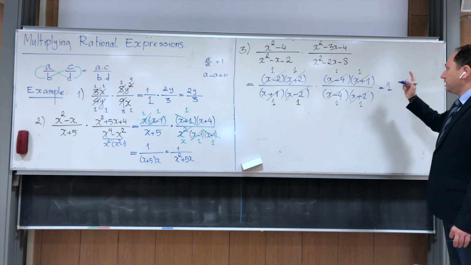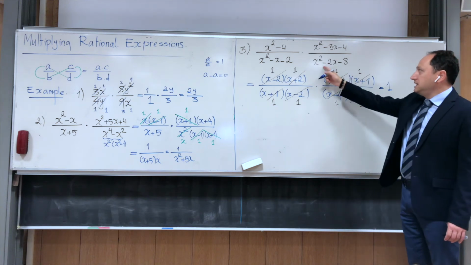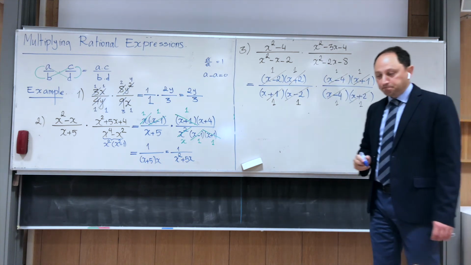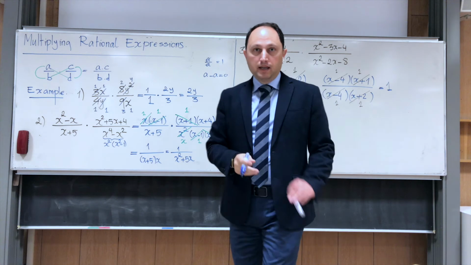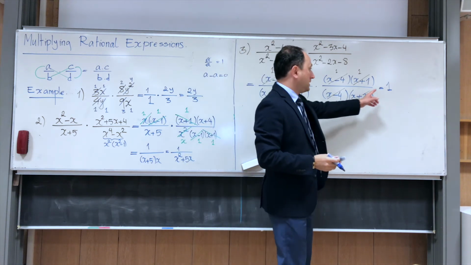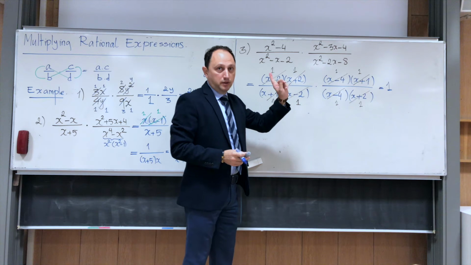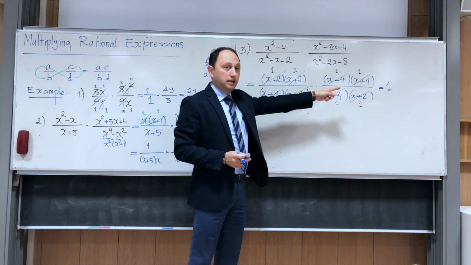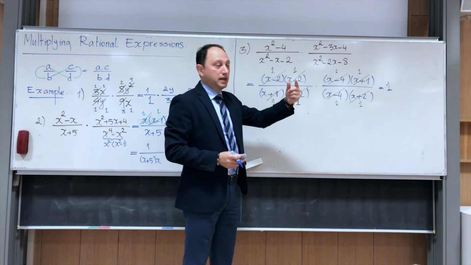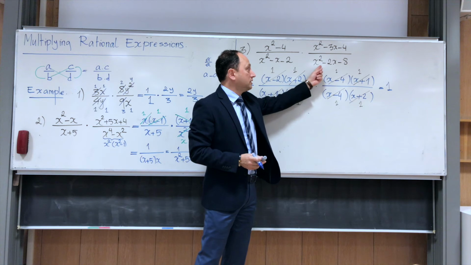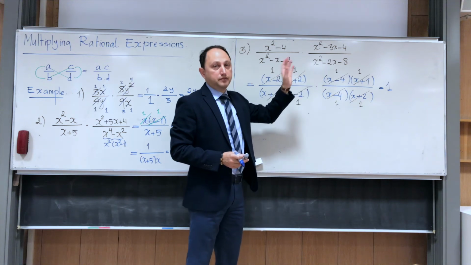But look again, let me emphasize. Is it indeed exactly equal to 1? The answer is no. Because 1 is always 1, but this expression is not always equal to 1. It is equal to 1 if you choose a value for x such that these 2 denominators are not equal to 0. None of them.